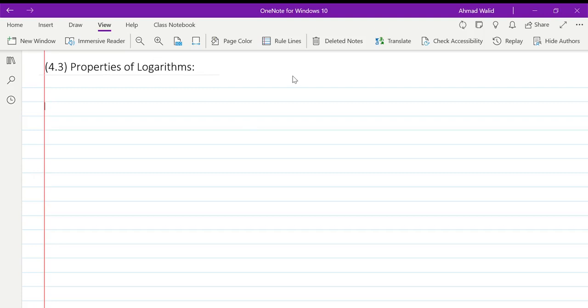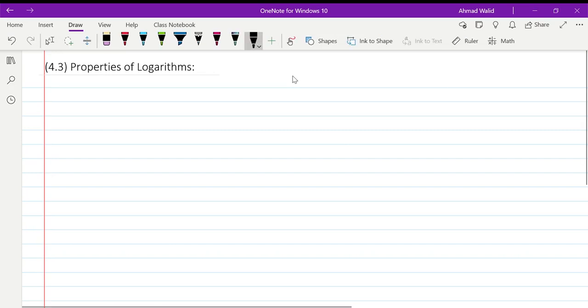Hello all, let's start section 4.3. Our section 4.3 is properties of logarithms. Of course, in section 4.2, I covered a few basic rules of logarithms for you. If you want to see them again, I will list them here. Then we go to the main three properties of logarithms. In 4.2, we covered these rules.